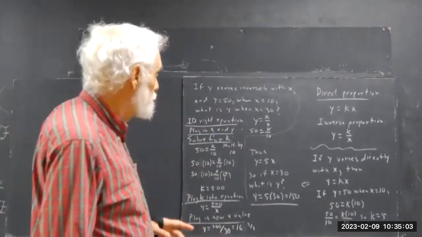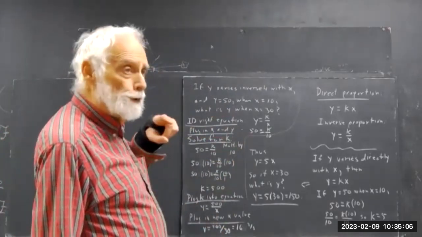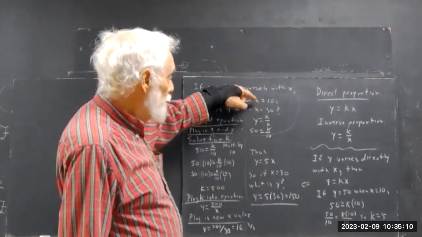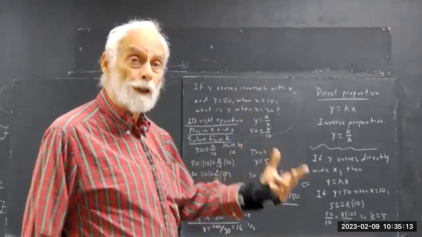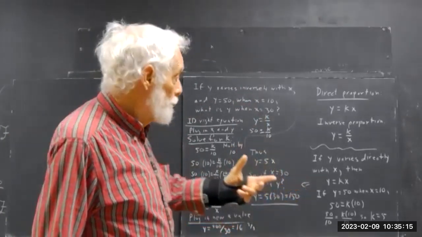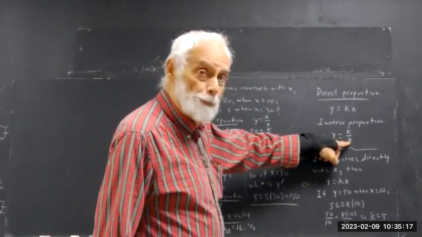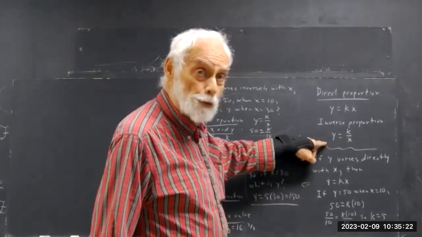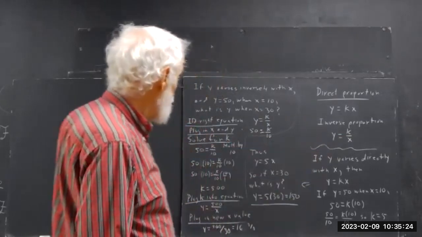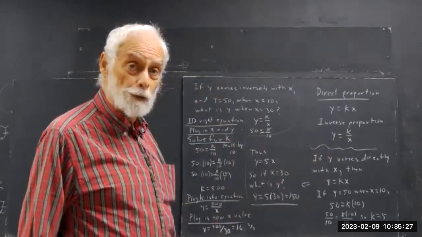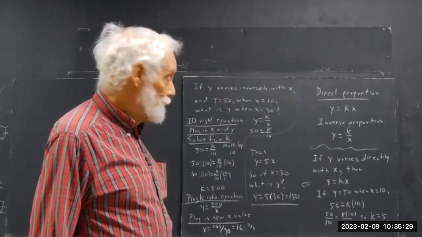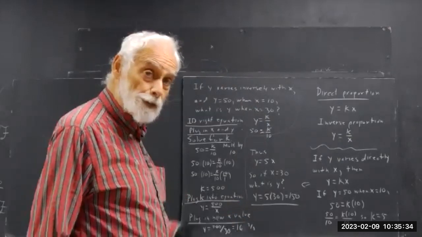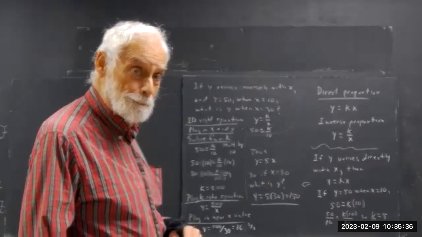Now, if we look back at our original information, what happened to x? x went from 10 to 30. It got 3 times as big, right? Well, if our denominator gets 3 times as big, the quotient's going to get 3 times smaller, or 1/3 as big. And 1/3 of 50 is 16 2/3. So x got 3 times as big, y got 3 times as small. It went from 50 down to 16 2/3.